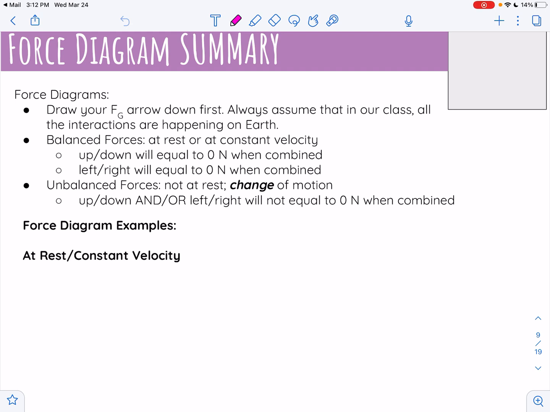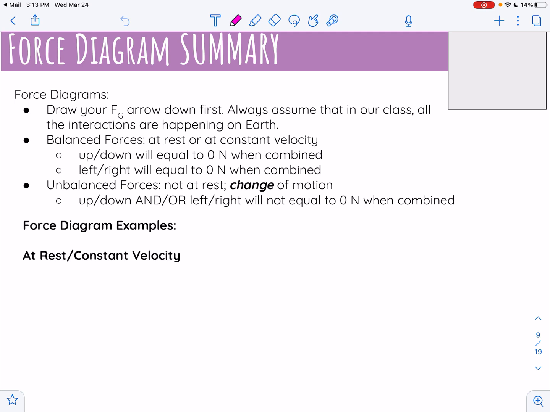Okay, so this is just a little summary, just in case you're still having trouble drawing force diagrams. The first thing you're going to do is draw your interaction diagram. If you're still struggling with those, you need to go back to week 11, watch that video, and check that answer key and make sure you know that.